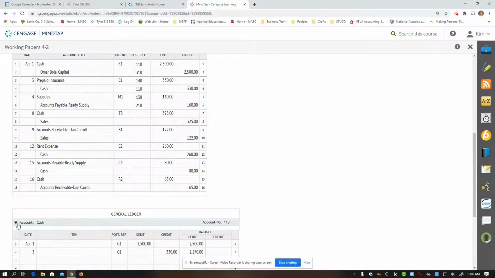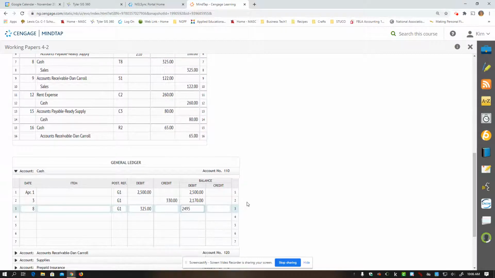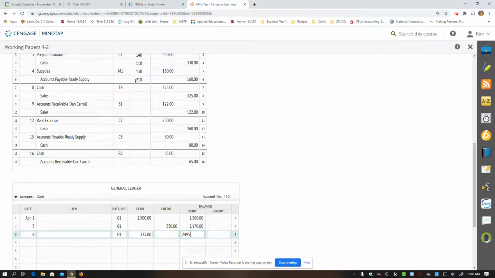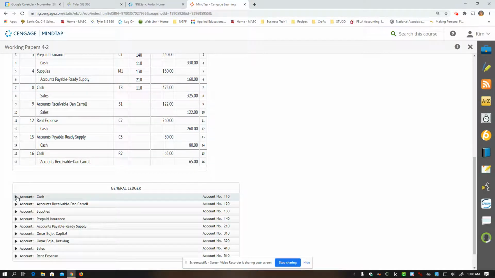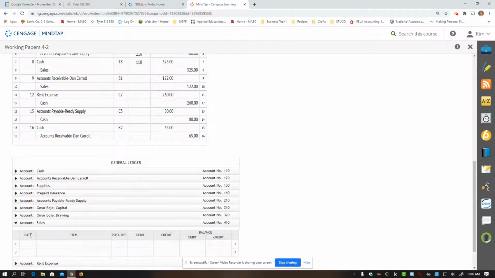Next is an entry for cash on the 8th, G1, a debit for 325. So 2170 plus 325, and then you hit plus again. So what's the equal sign there for? 2495. It's just kind of the same as equals right there. Take 110 and put it up here. APR 8. Yep.